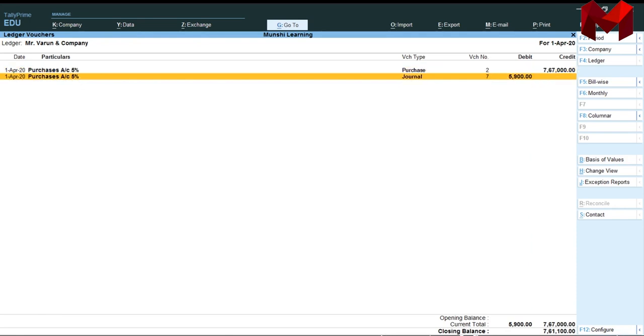Now you can see 7,67,000 was the invoice amount and 5,900 is reduced, so the net balance is 7,61,100 rupees only. Now we are going to pay only 7,61,100 rupees to Mr. Varun and Company. This is the effect of the debit note on purchases: due to the purchase entry, the party's account was already credited, and now we have issued a debit note. That means the amount due to the party is going to be reduced. So the balance we need to pay him is 7,61,100 rupees only.